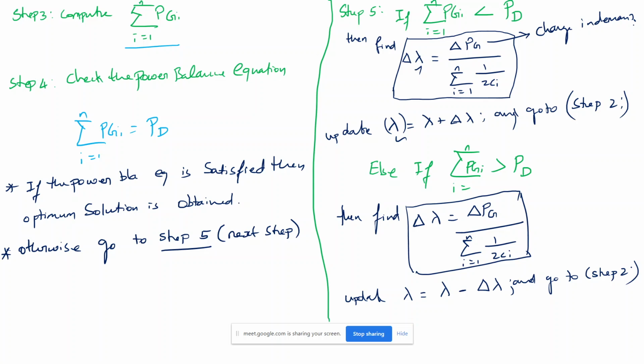So any doubt up to this? Step 5, you may get two conditions. If this is the case, you do this, otherwise you do this. So this is very, very important. This one is if it is greater, and this one is if it is less. So any doubt in this algorithm? Yes or no? Please tell me. No, sir. Good.